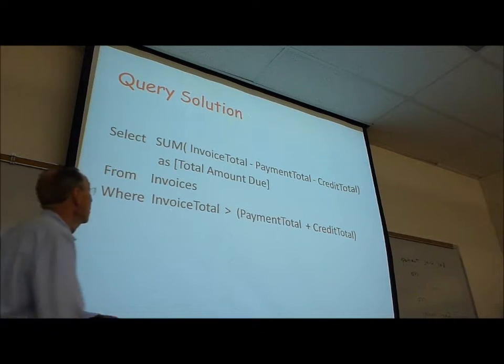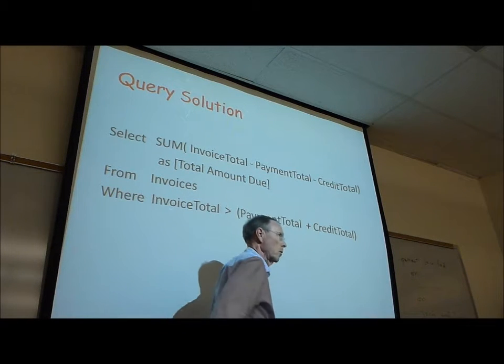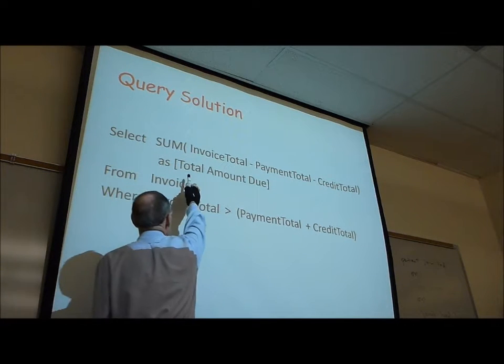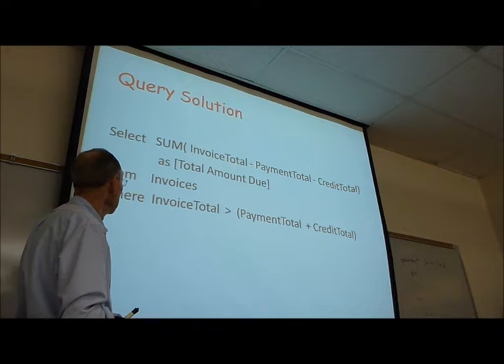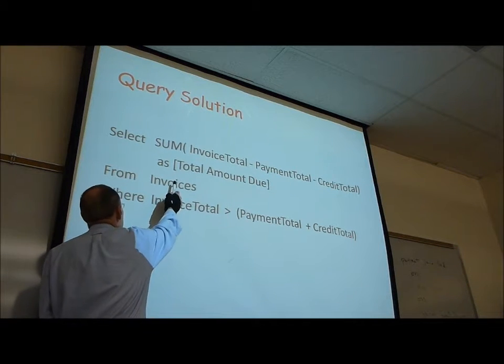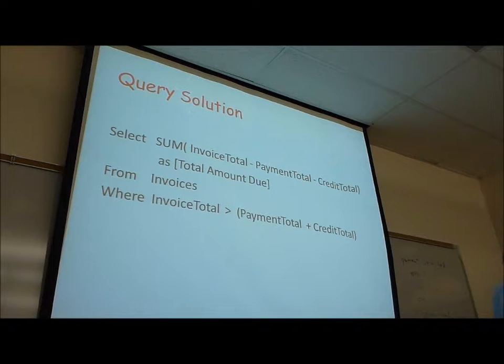Here the expression is invoice total minus payment total minus credit total. That's how much is still unpaid. I'm going to put something in here, total amount due, or whatever you like that makes sense. Same criteria here. Same table. So we got a mechanism for counting things, and we got a mechanism for summing.